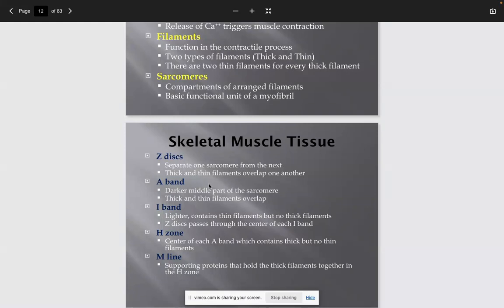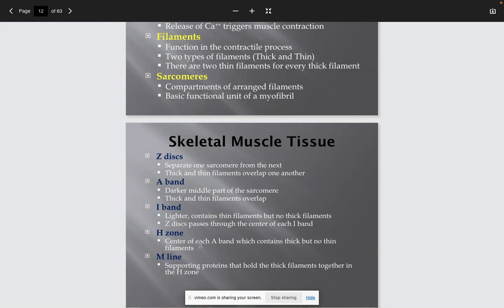The A band is going to be the dark middle part of the sarcomere. The I band is where the Z disc is going to pass through the center of each I band. Okay, it's important to know. If there's a test question, it's probably coming from here. The lighter band contains thin filaments, but no thick filaments. There are thin filaments within the I band, but there are no thick filaments, okay?